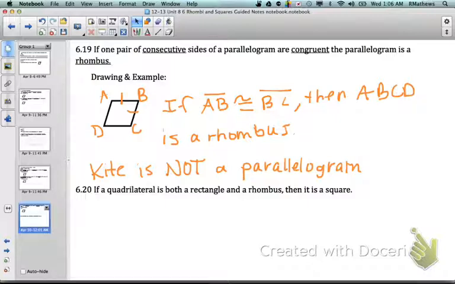Okay, and then finally we have if a quadrilateral is both a rectangle and a rhombus, then it's a square. So if it's a rectangle and a rhombus, if it's both of those things, then it's a square, and that's what we talked about with the Venn diagram.